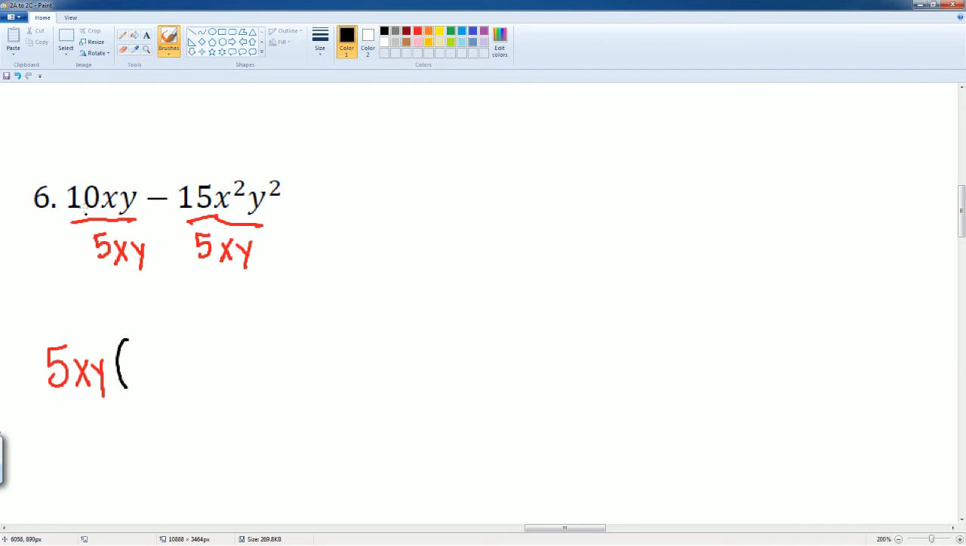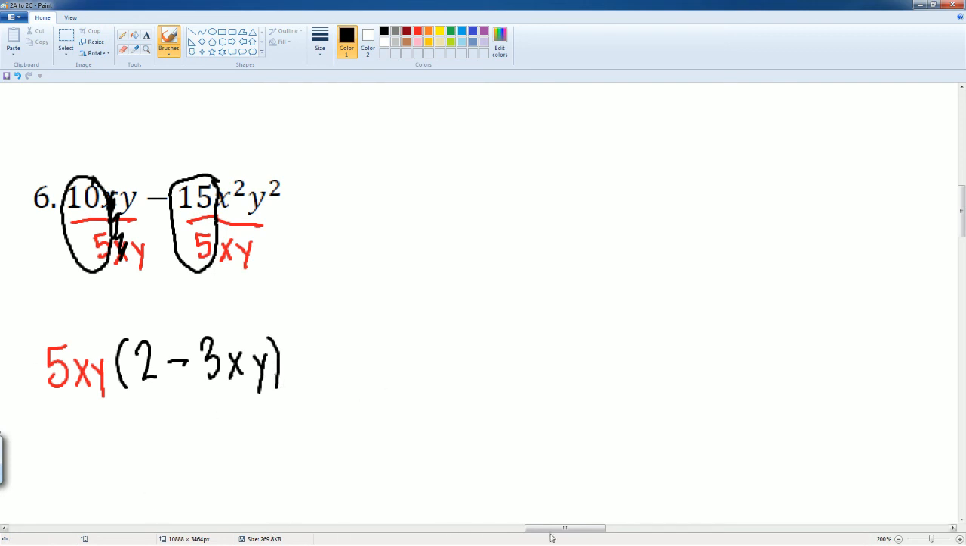parentheses. So 10 divided by 5. Okay, what is this fraction? 10 divided by 5, leaving you with 2. X over x just becomes 1. Y over y is just 1. So it just leaves you with a 2. Bring down the minus sign. 15 divided by 5, which is just 3. There you go. X squared divided by x just gets you an x. Y squared divided by y just gives you a y. There you go.